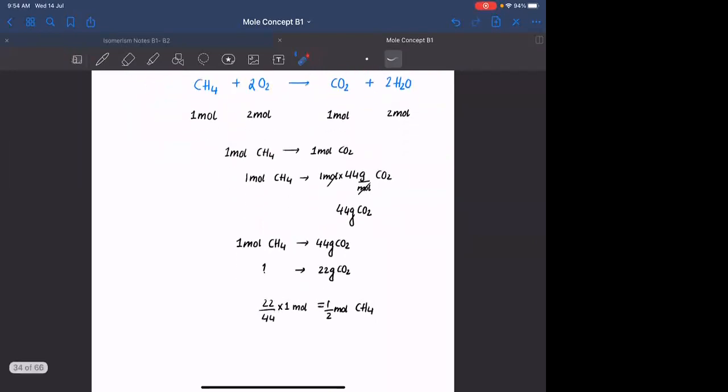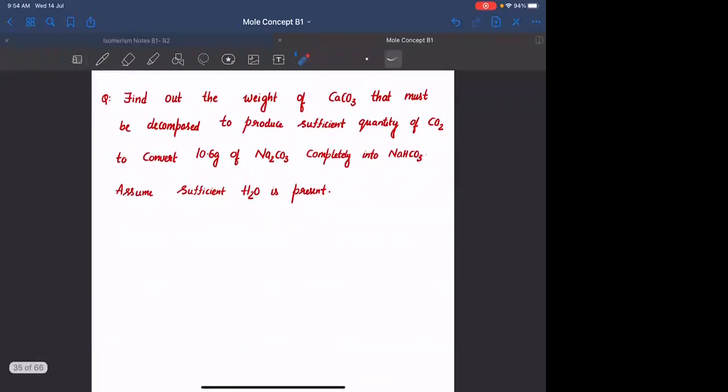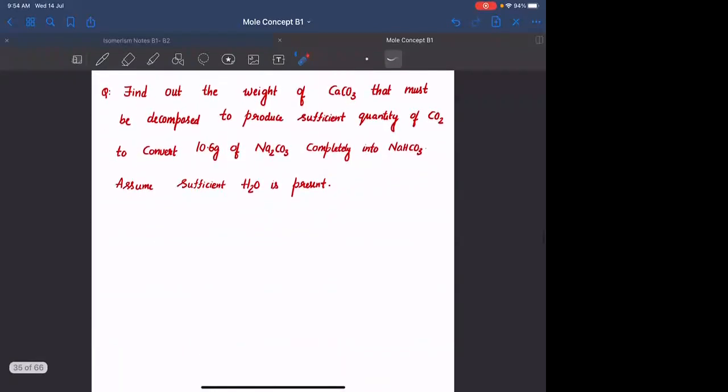Okay. Solve this. Understand the question first. If any of the old students want to answer this, they can answer. Find out the weight of CaCO3 that must be decomposed to produce sufficient quantity of CO2 in order to convert 10.6 grams of Na2CO3 completely into NaHCO3. Assume sufficient H2O is present. First, form the reactions, you will understand.